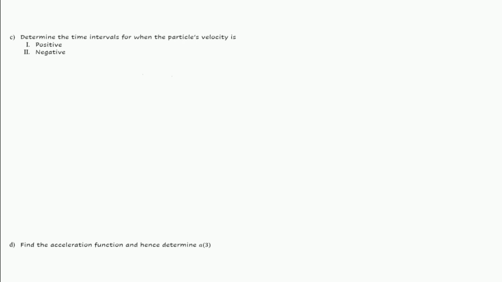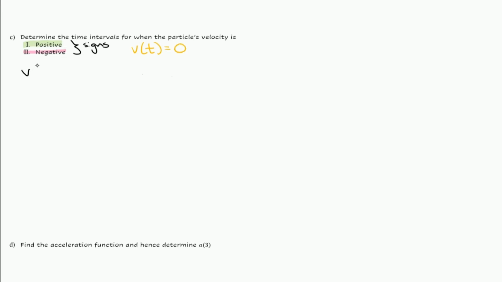My next question is asking me to determine the time intervals for when my particle's velocity is positive as well as when my particle's velocity is negative. Now essentially this is asking me to find the different signs of my function. And I know that I can use a sign diagram to do this. To find my points though for my sign diagram, I need to have for when my velocity function is equal to 0.